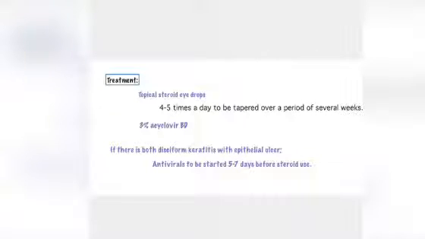So in case of stromal involvement, you can use steroid eye drops. The topical steroid eye drops you have to use 4 to 5 times a day, and it has to be tapered over a period of several weeks. Tapered over means you have to reduce it according to the time. As the time progresses, you have to reduce the amount of drops that you use. So we start with the amount the doctor prescribed, then we reduce it according to the time.